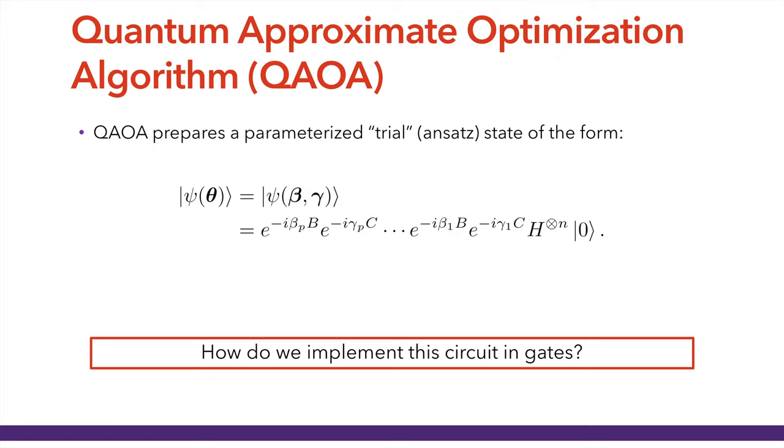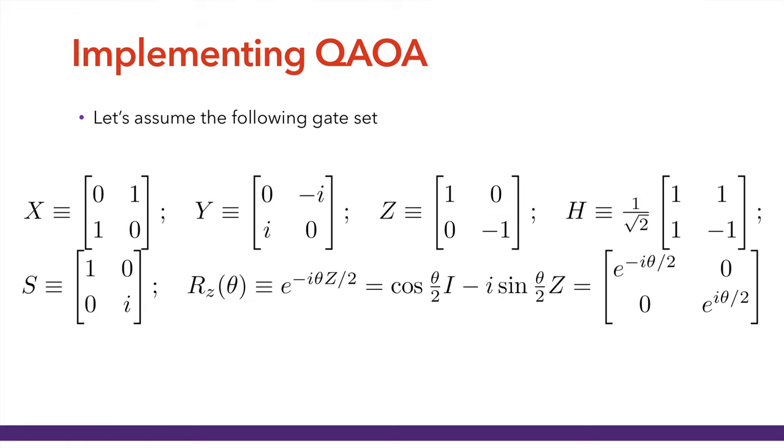But the question is then, how do we implement this circuit in gates, right? What is exponent of minus i gamma C implemented in gates? Well, I assume a standard gate set, Pauli X, Y, Z, Hadamard, and one gate of note is a rotation around Z by theta, which is defined as exponent of minus i theta Pauli Z over 2.